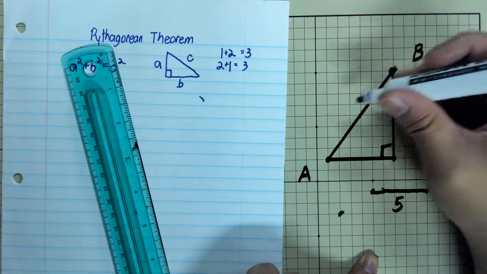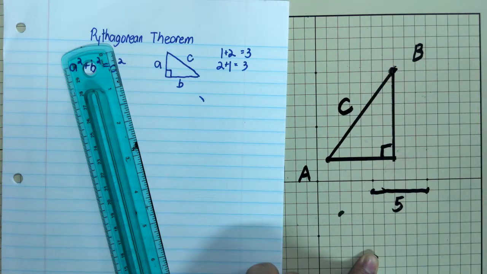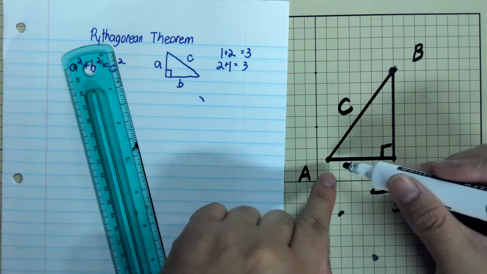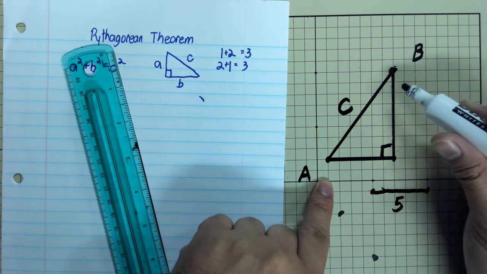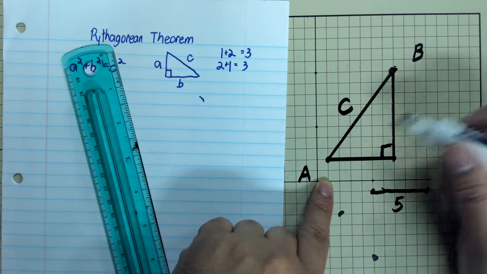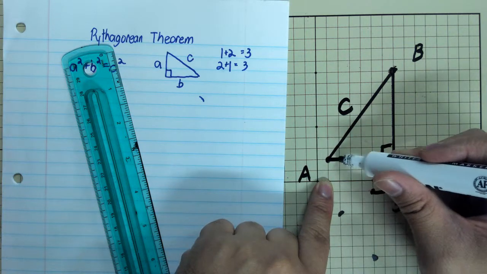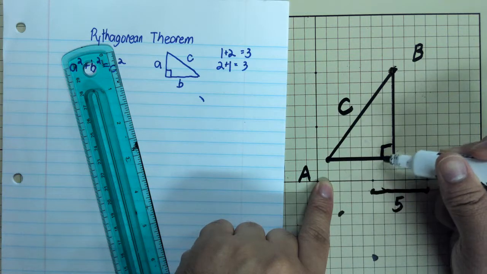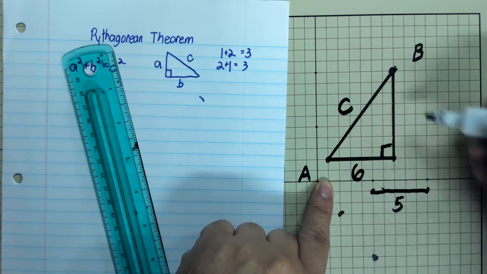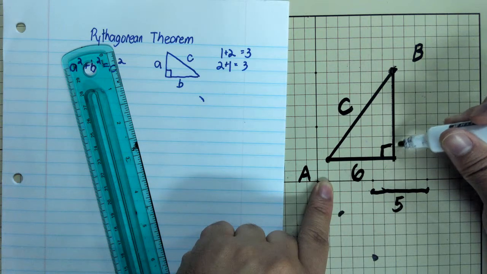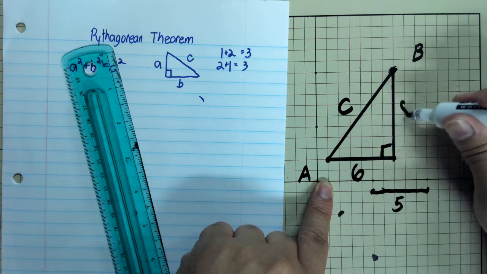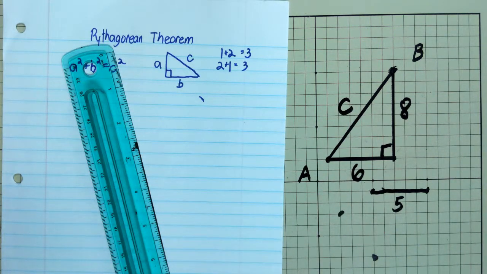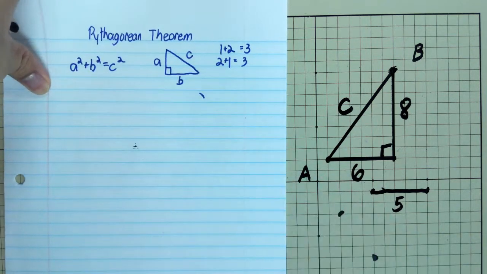So our goal now is to figure out how long this side is. I'll call it c. Since we are now going straight, horizontal and vertical, we can go ahead and count how long they are. From A, I go 1, 2, 3, 4, 5, 6 units to the right. And then it goes 1, 2, 3, 4, 5, 6, 7, 8 units up. 6 and 8. Those are the numbers that we will use for the Pythagorean Theorem.